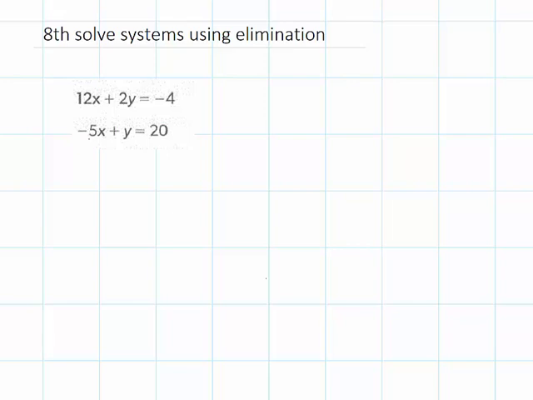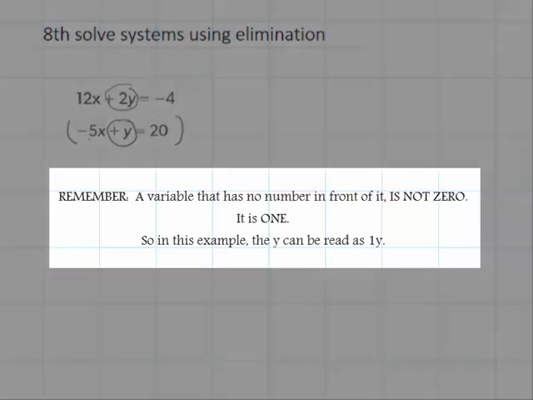Yeah, I'm going to multiply that second equation. I'm going to multiply it by what? I think negative 2 would work, because up top I have a positive 2y. And if I can change positive y into negative 2y, that would create perfect opposites. Okay.